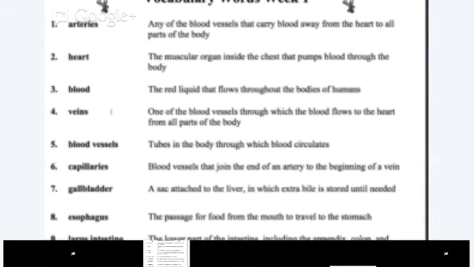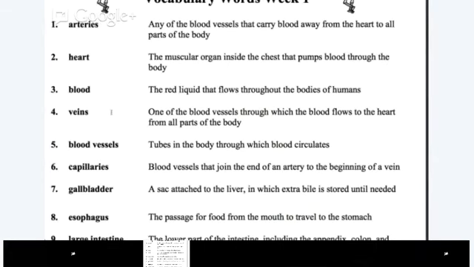Arteries: any of the blood vessels that carry blood away from the heart to all parts of the body. Heart: the muscular organ inside the chest that pumps blood through the body. Perfect. Thank you, Hyojin. Those are fairly straightforward. An artery is a blood vessel.